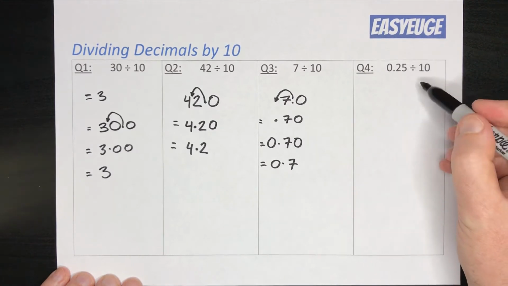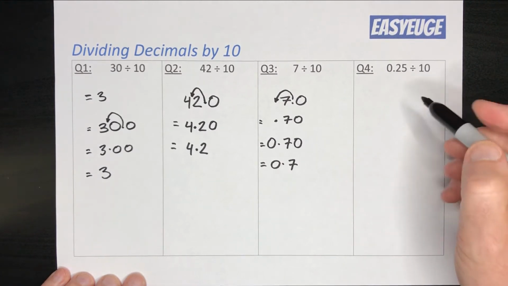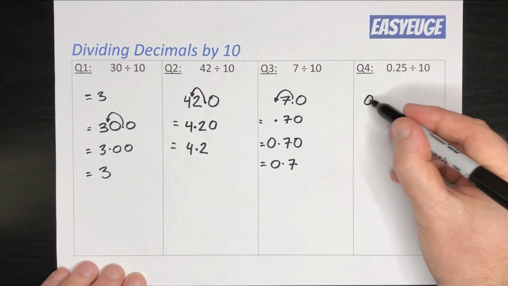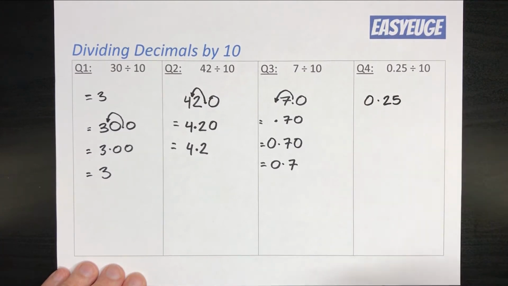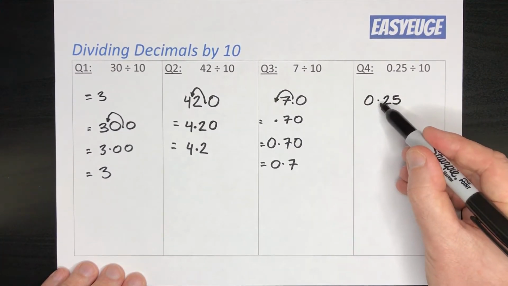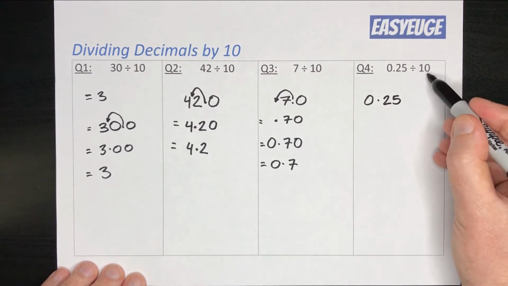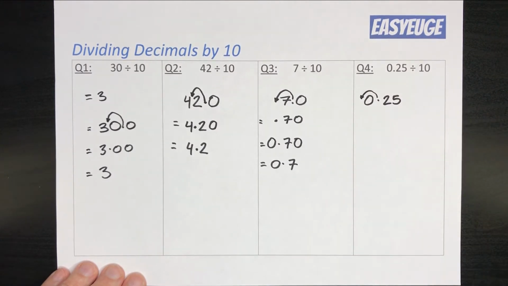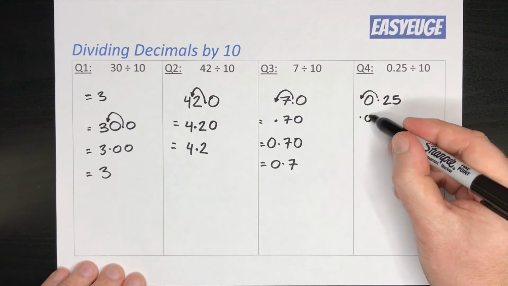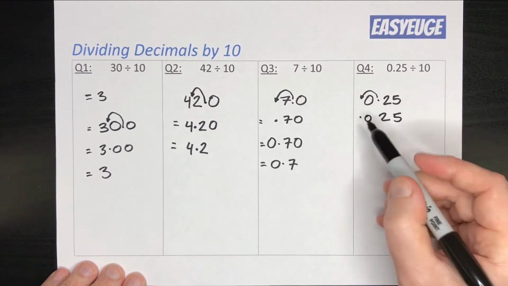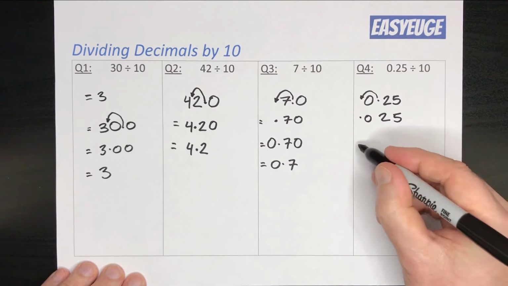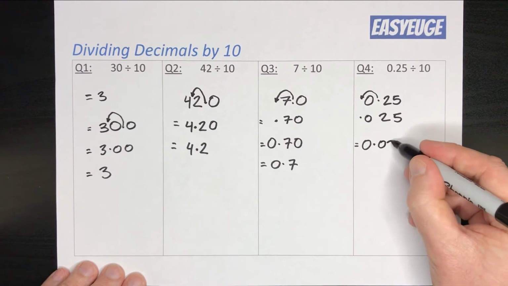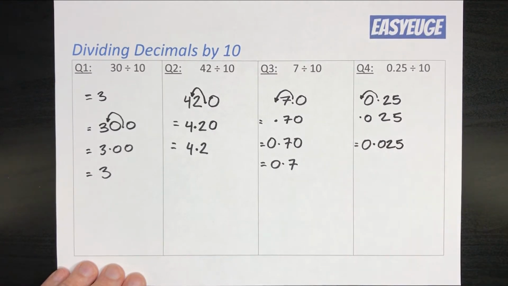Okay, let's move on to the final example, 0.25. What would you do with this question if you got this? First thing to do is write down 0.25, locate the decimal point and move it one place to the left. Let's do it. There we go. So this becomes 0.025, and remember we can add a 0 over here. This becomes 0.025. So this has got 10 times smaller.